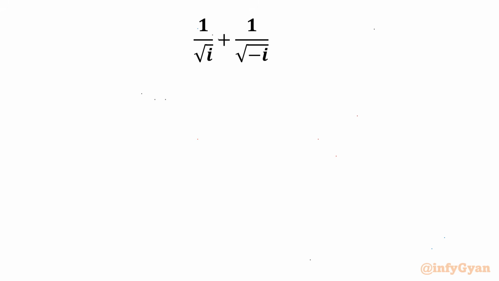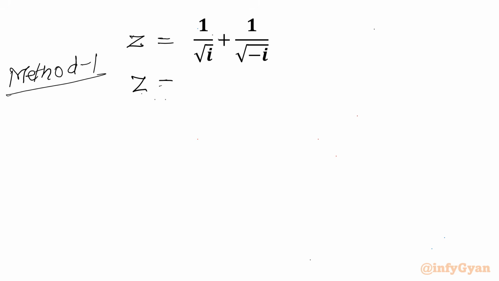In this video, we have one very interesting question from complex numbers. Here we have to simplify 1 over square root i plus 1 over square root minus i. So let's get it started by considering this expression equal to z. I will be solving this question in two ways. So let's write here method 1.